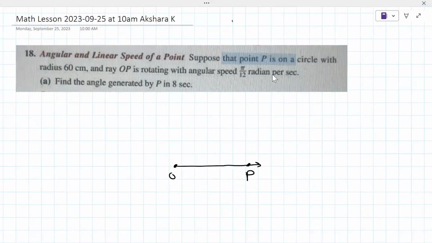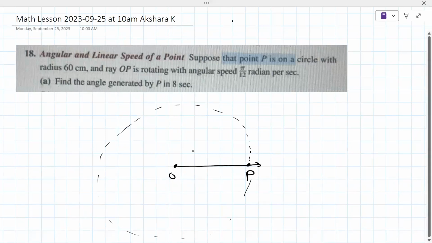Not the way I wanted to do it. All right, never mind. So this thing sweeps some sort of a circle, like that. Okay, like it rotates. We don't know if it's counterclockwise or clockwise, but it rotates. All right. Now the speed that it's moving, what's called the angular speed, is pi over 12 radians per second.